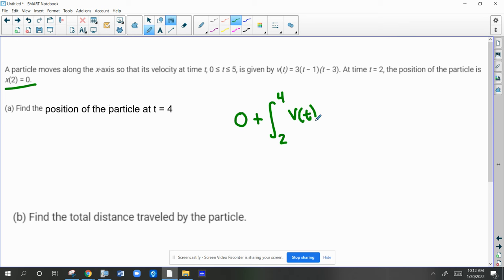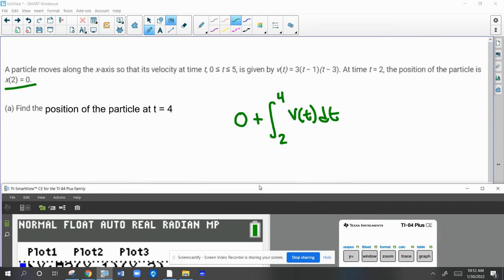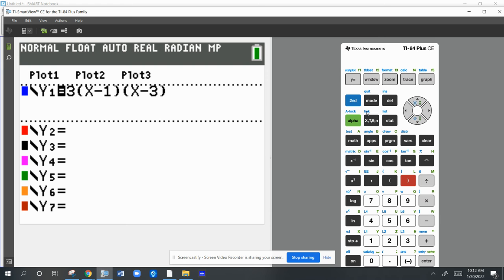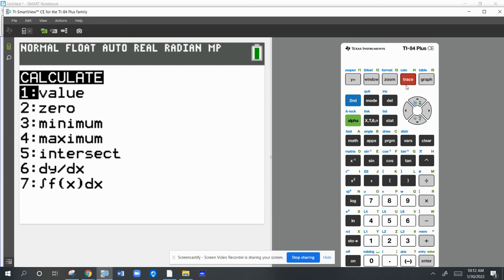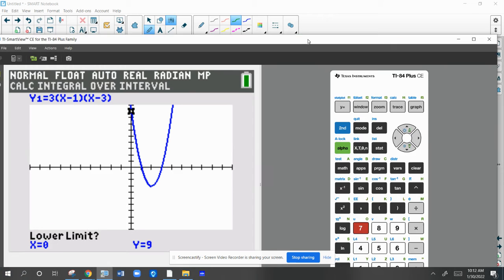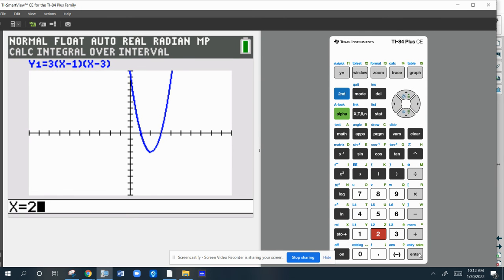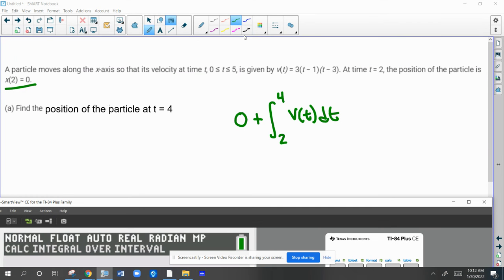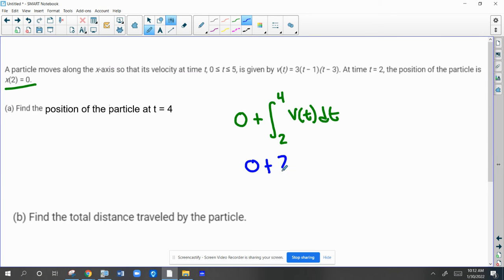And you integrate the velocity there. So this integral of velocity is the net distance. I typed this on my calculator already. We're going to calculate the integral from 2 to 4. And we get a net distance of 2. So this is 0 plus 2, which equals 2. So we ended up at position 2.